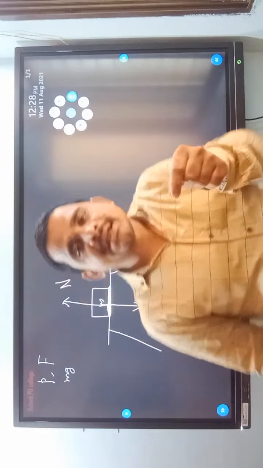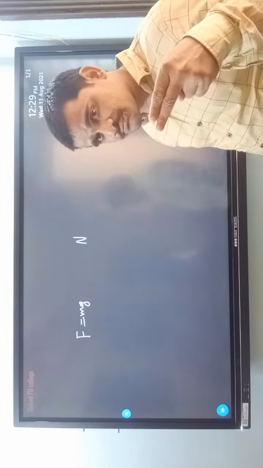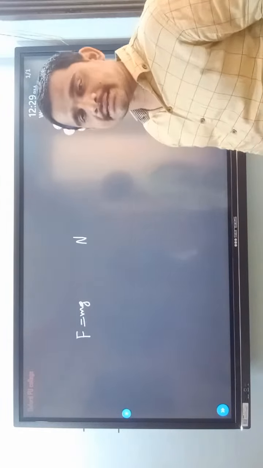Whereas the other one is the normal force. How does this normal force act? This normal force acts perpendicular to the surfaces which are in contact. Understood? Very important. This normal force always acts perpendicular to the surfaces in contact.